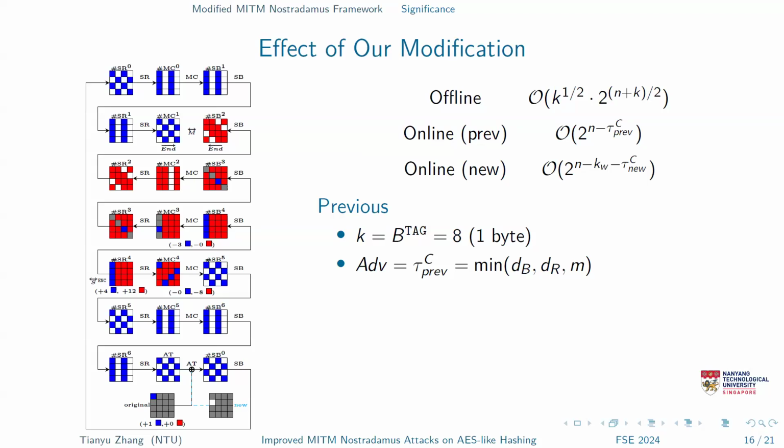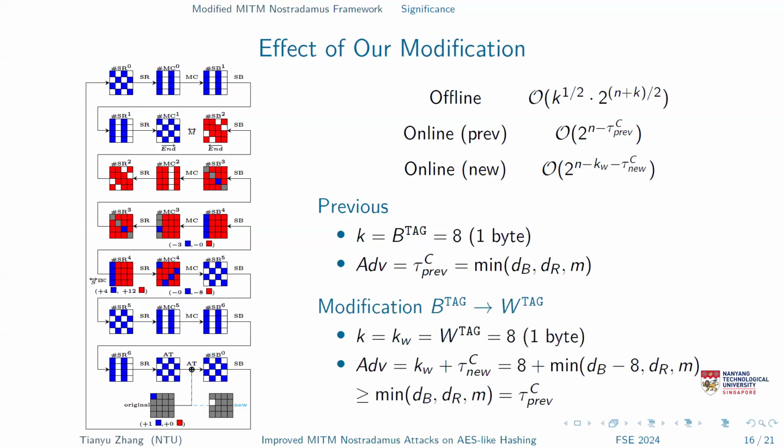On the left-hand side here, this is a figure from the previous paper. And as you can see, there's a blue byte inside the target, which will provide this multi-target matching. So in that case, K will equal 8 because it's 1 byte. And then the advantage we get, this tau, the middle advantage we get, will be the minimum of these three. So the dBdr stands for the remaining degree of freedom for blue and red cells, and M stands for degree of matching. So we did this small modification that will change one blue byte into a white byte.